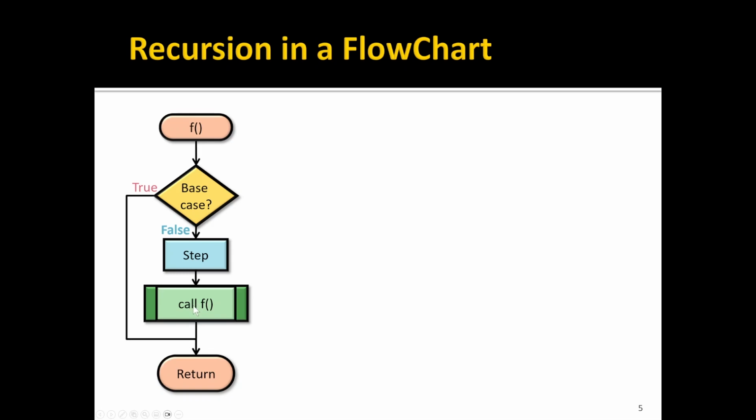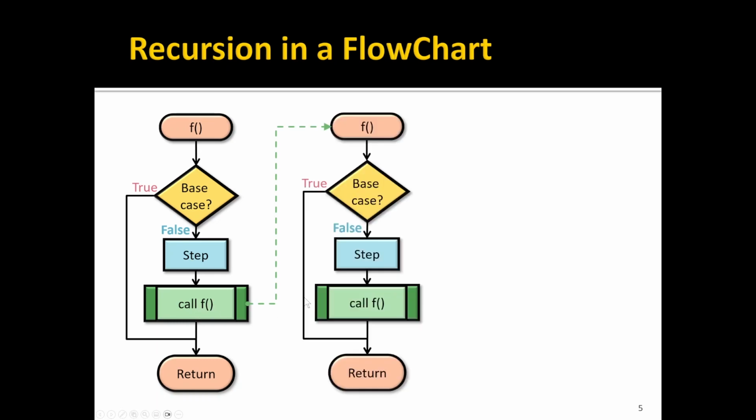Now, when we call that function again, it creates a second instance of this function. So it's like we have another copy of this flowchart. So it jumps to the top of that function, and we walk through our code again.